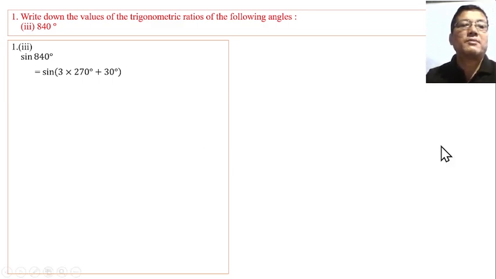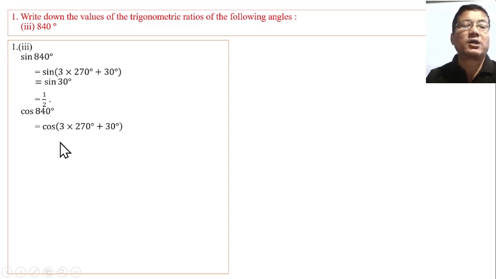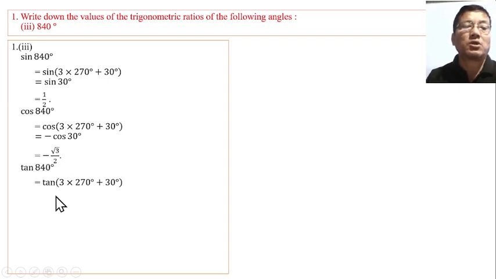In the second quadrant, the angle is positive for sin, so sin 30 is half. Cos of 150, in the second quadrant the angle's cos is negative, so minus. Then tan of 150, in the second quadrant tan is negative, so minus tan 30 degree, that is 1 by root 3. The value of tan 30 degree is 1 by root 3.